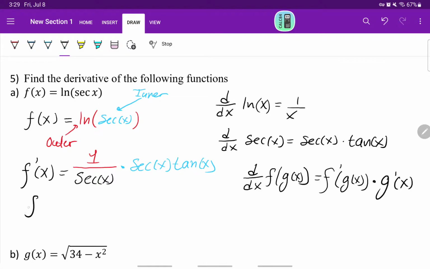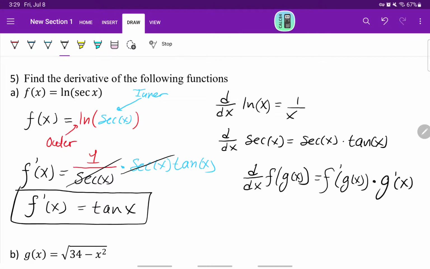And we have to simplify that, clean that up just a little bit. If you look here, the secant of x up here will simplify with the secant of x down there. 1 times tangent is just tangent of x. And that is your answer.